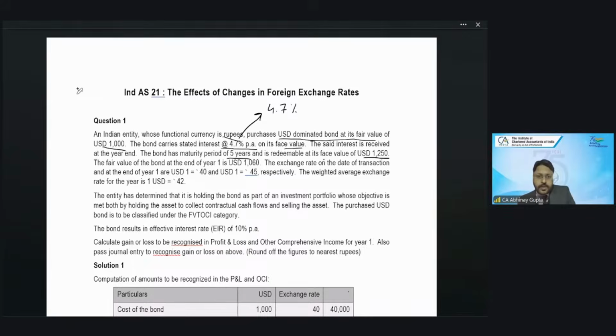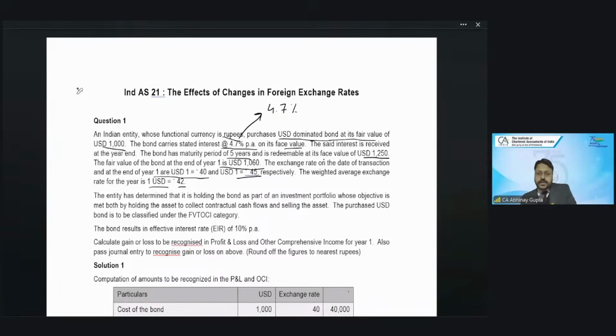The fair value of the bond at the end of year one is USD 1060. The exchange rates on the date of the transaction and at year one are USD 1 equal to 40 rupees and 45 rupees respectively. The weighted average exchange rate for USD 1 is 42 rupees during the year.